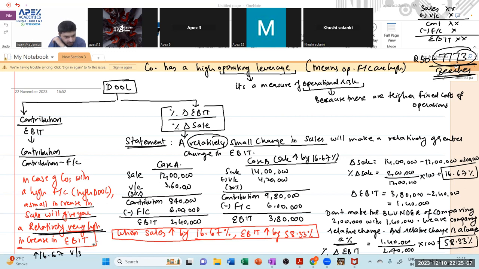16.67% increase versus, purposely I am drawing a big arrow, 58.33% increase. Yes or no? Justified statement? Yes or no? Convinced? Rajita, please take a screenshot. Done, sir? Now pay attention.